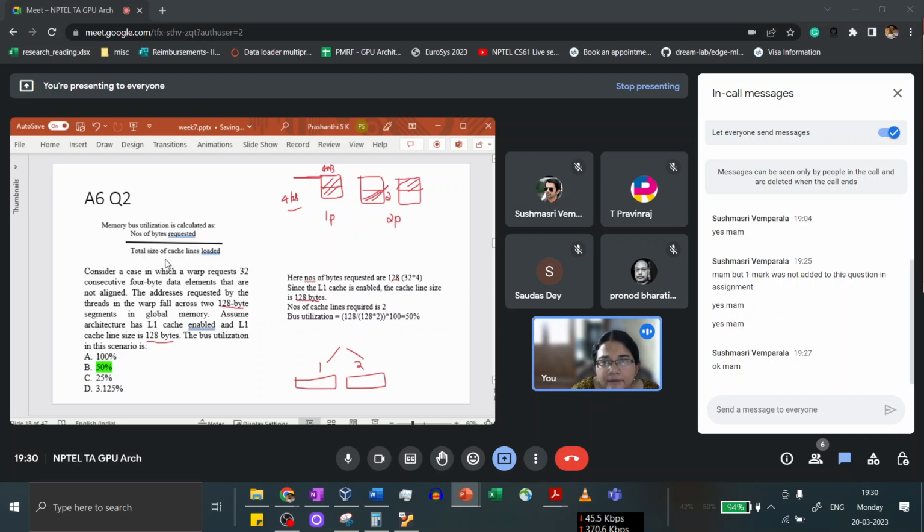So now going back to the formula, number of bytes requested is 128, 32 into 4, divided by total size of the cache lines loaded. Each cache line size is 128 and you load 2 cache lines because this is not aligned. If it was aligned, then one cache line itself could have been sufficient. But because it's not, it's 128 divided by 128 into 2. So that's basically half, and to get it in percentage, you multiply by 100, which gives you 50%, and that's option B.